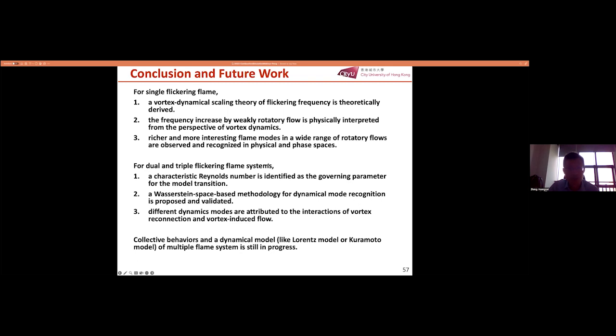The first question is, thank you, Professor Zhang, for the wonderful talk. Could you explain how elevated pressure affects flame flickering?